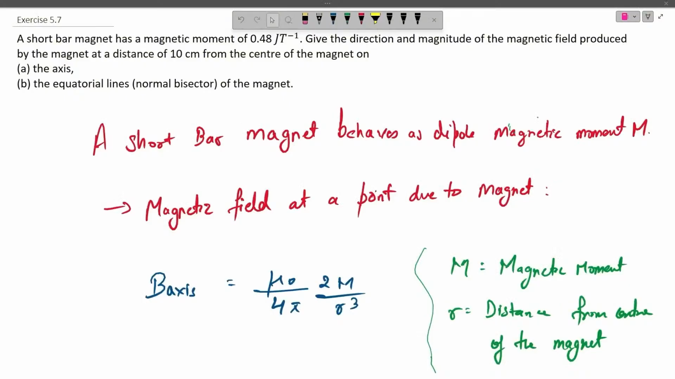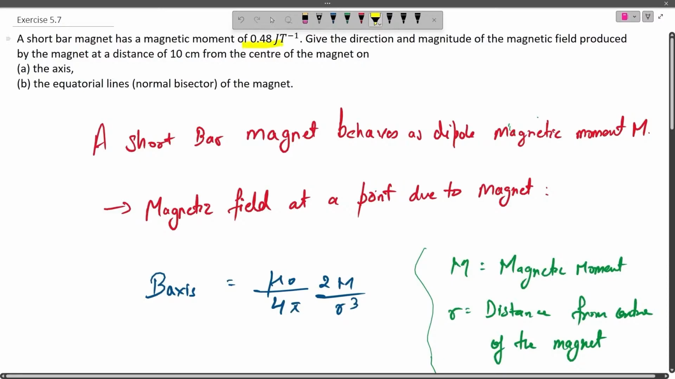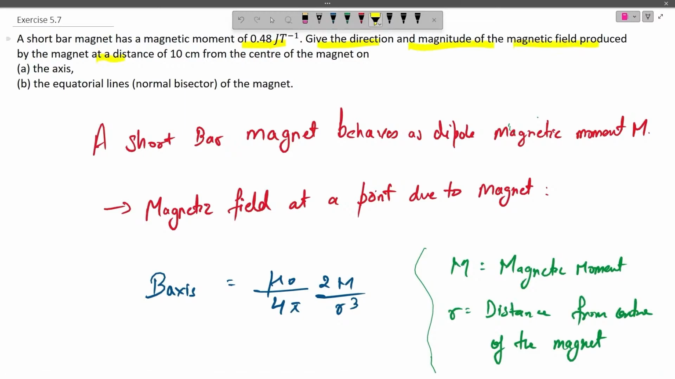The question says that a short bar magnet has a magnetic moment of 0.48 joule per Tesla. Give the direction and magnitude of the magnetic field produced by the magnet at a distance of 10 cm from the center of the magnet on the axis as well as the equatorial line of the magnet. So if we assume that this is our bar magnet, we have to find the magnetic field at a point on the axis and on the equatorial line, that is the perpendicular bisector of the magnet. For a fact, we know that a short bar magnet behaves as a magnetic dipole with a magnetic moment m.